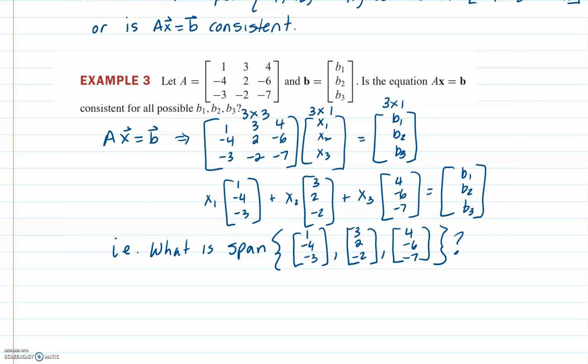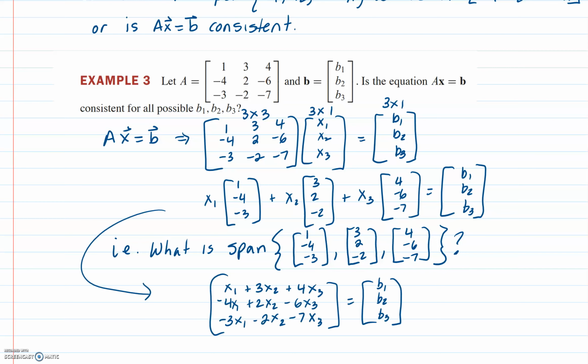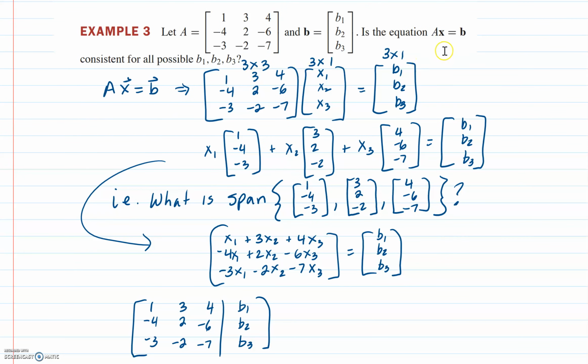We also saw from the last video that this also represents our system of equations. So we can also write this as the augmented matrix. And we're asking the same question. Is the system consistent? So we're going to find all possible B1s and B2s and B3s. And at the same time, we're going to ask what is the span of those columns?